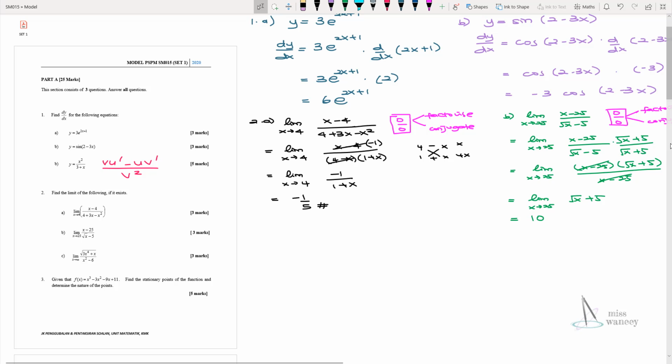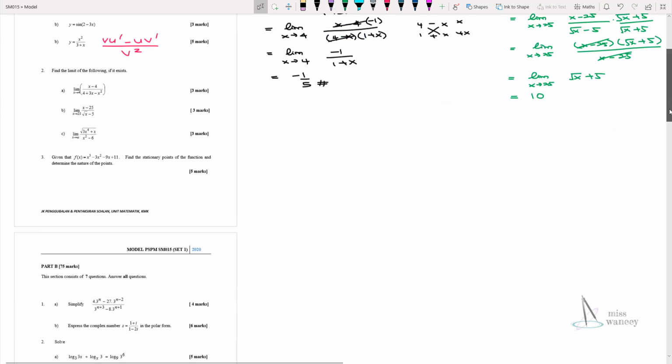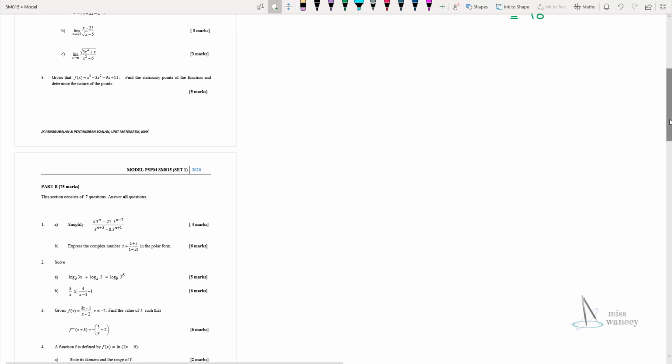Alright, so let us answer question number 3. Okay, so what is question number 3? Given that f(x) is equal to x cubed minus 3x squared minus 9x plus 11, find the stationary point of the function and determine the nature of the point. Okay, so stationary point means that we need to know what is the value when f prime of x equals 0. Determine the nature, that means I should calculate where is the minimum and where is the maximum.